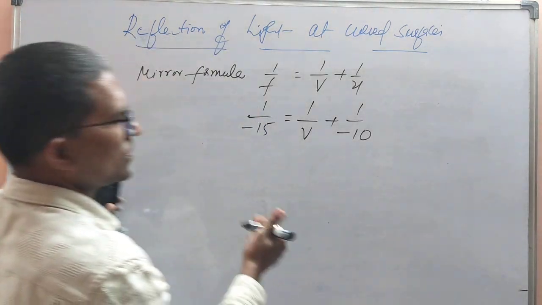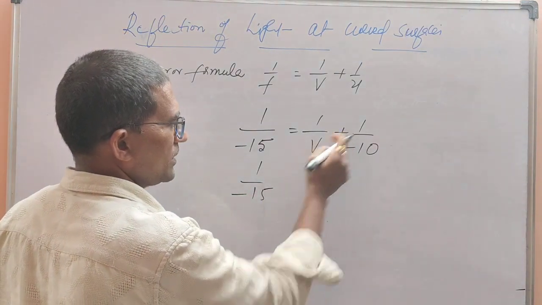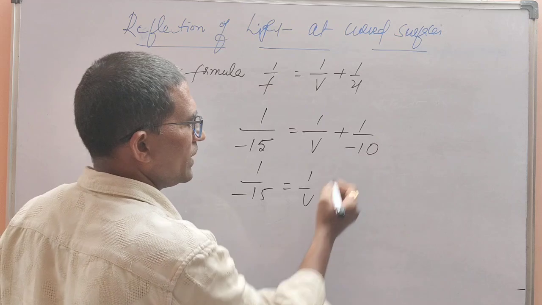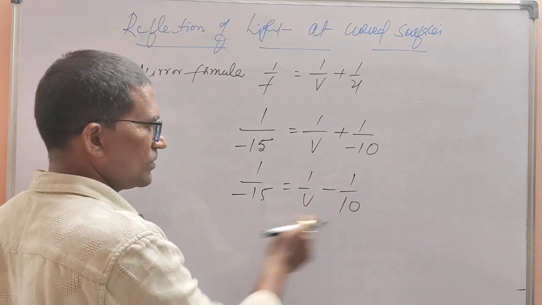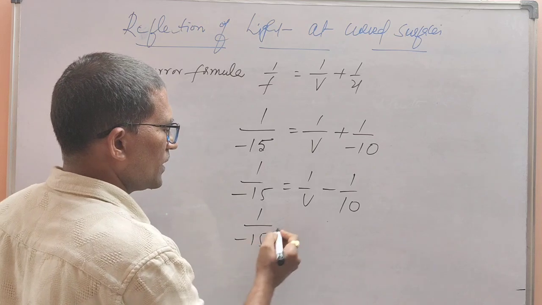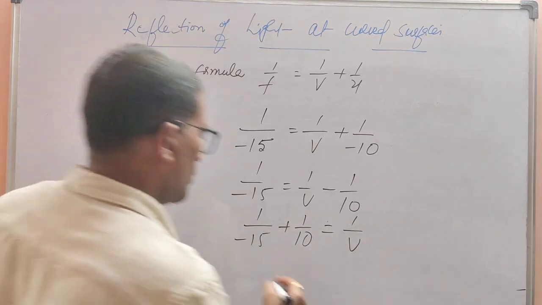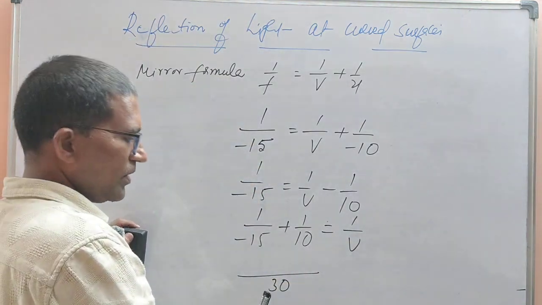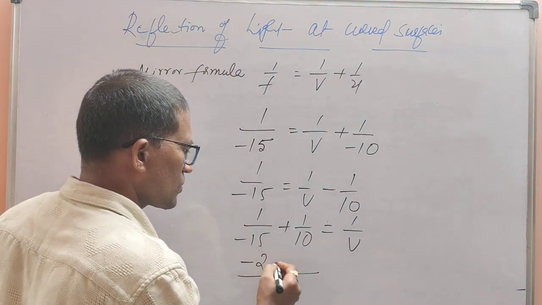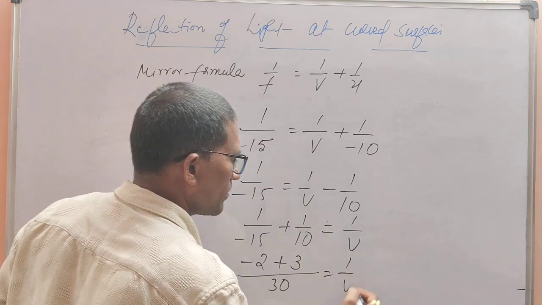Now see, 1 by minus 15 plus, bring this 1 by v, plus into minus, minus 1 by 10. Now bring this minus 1 by 10 to this side. 1 by minus 15 plus 1 by 10 is equal to 1 by v. Now LCM is 30. 15 will go in 30 two times, that is minus 2, plus 10 will go in 30 three times, that is 3, is equal to 1 by v.